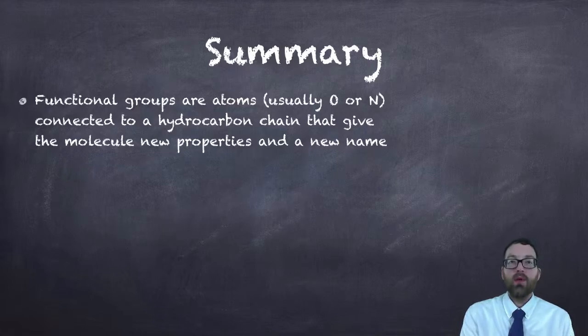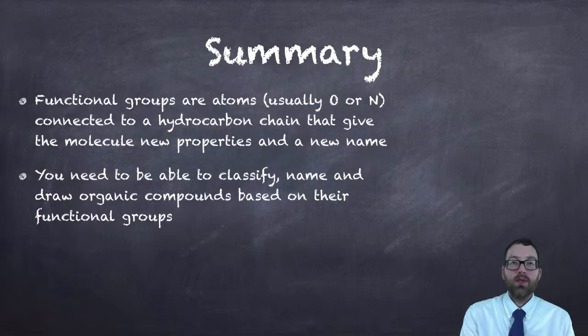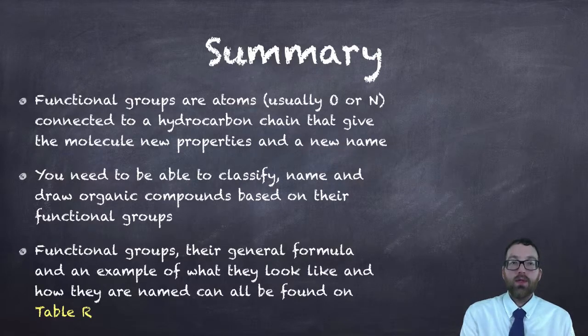Okay, so in summary here, functional groups are atoms, usually oxygens or nitrogens, that are connected to a hydrocarbon chain that give the molecule new properties and a new name. So you need to be able to classify, name, and draw organic compounds based on their functional groups. So functional groups and their general formula, an example of what they look like, and how they're named can all be found on Table R. So this takes a lot of the difficulty off of your shoulders here.